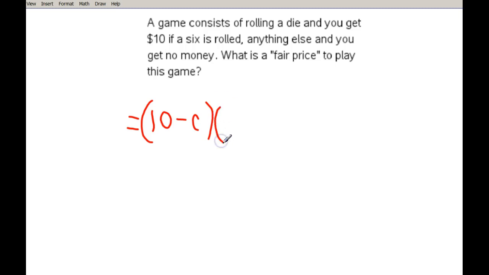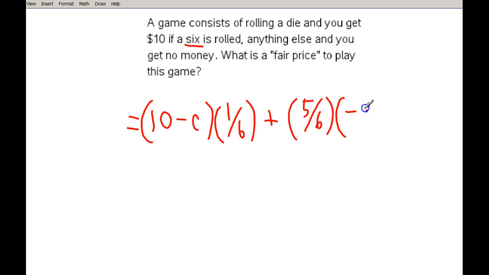The probability of winning would be, if you roll a 6, 1 out of 6 times. Plus, the probability of losing is 5 out of 6 times, times the cost to play the game. That's how much you're going to lose, and so that's going to be a negative value, so I'm going to say negative C right there. And that's going to equal your expected value.